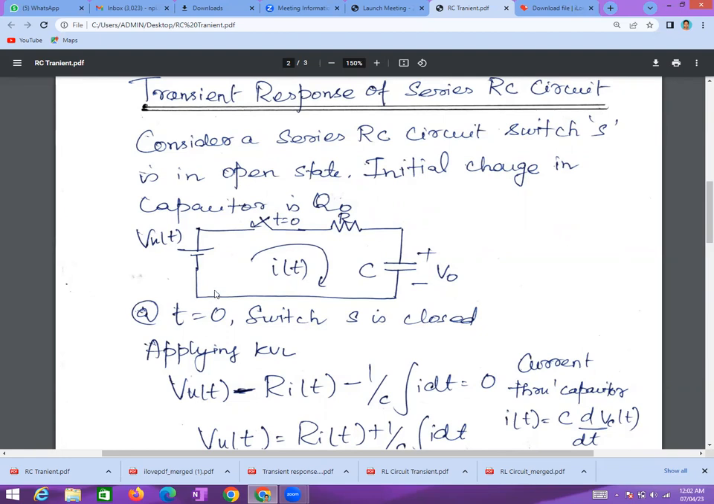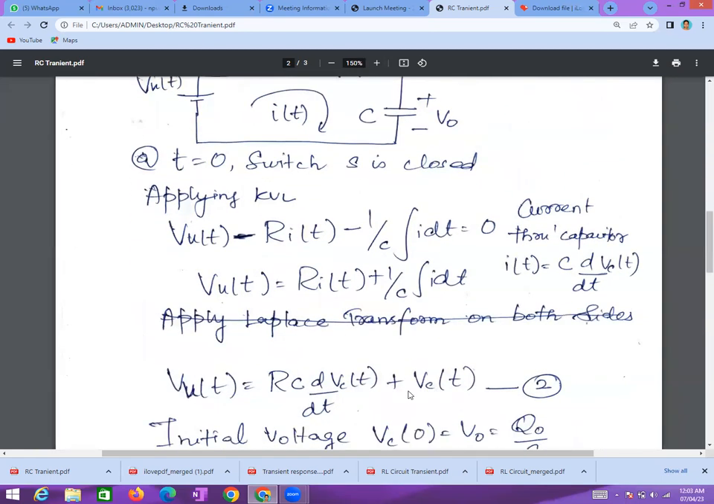Applying KVL to this closed loop, we get V into U of t minus R into I of t minus 1 by C into integration of I dt equal to 0. And already we know the current passing through the capacitor. The current passing through the capacitor I of t is given by C into d by dt of Vc of t. Now substitute this I of t in equation number 1.